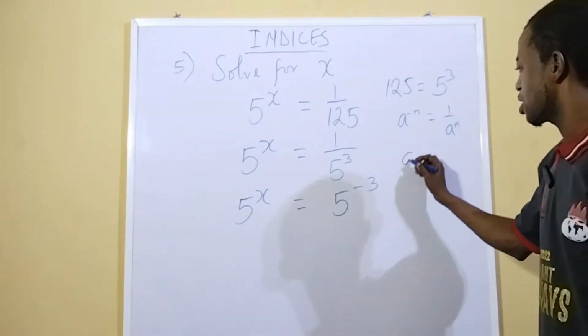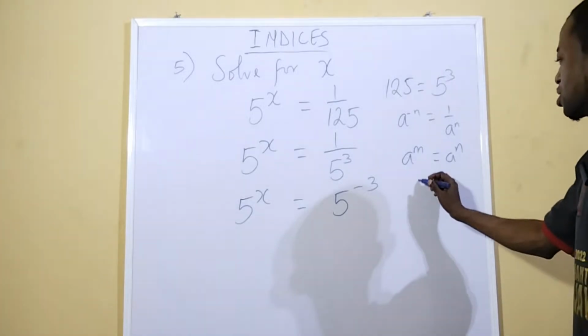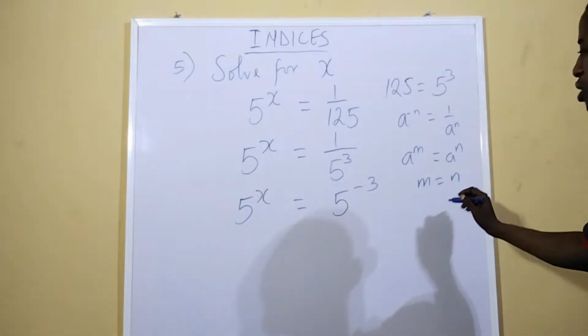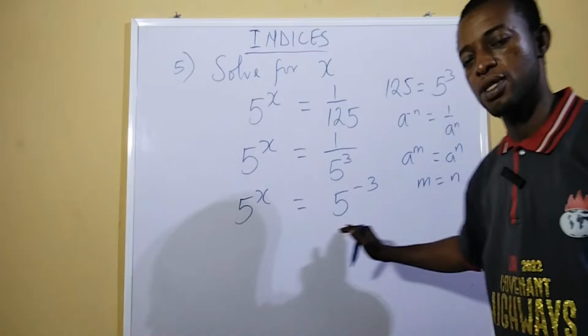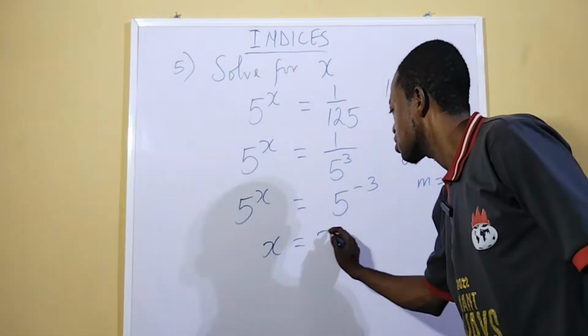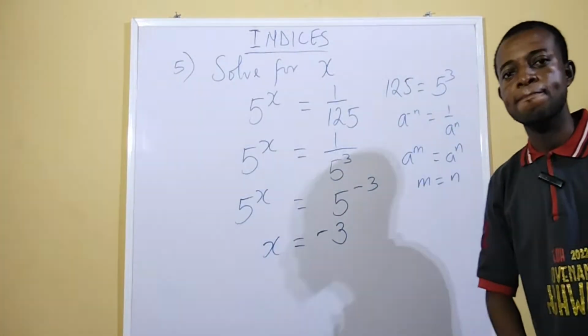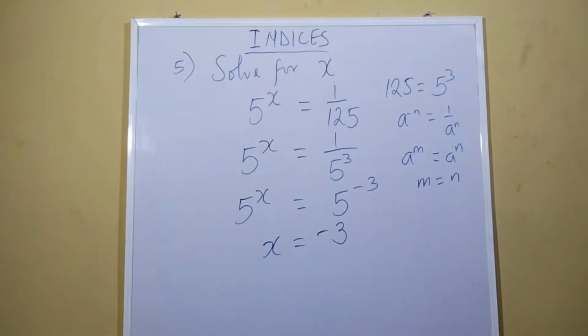Now, also from a raised to power m equals a raised to power n, same base, now m equals n. So directly here, we have the same base. And therefore, x equals minus 3. That is, the solution to this is minus 3. So that is the application of those laws of indices.